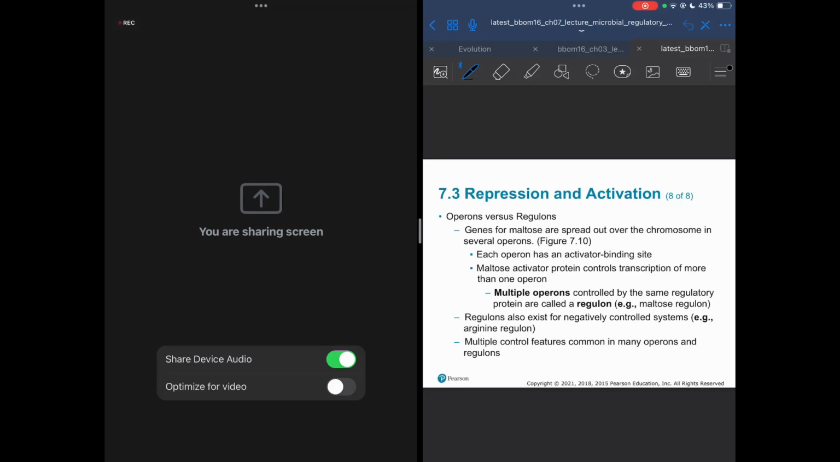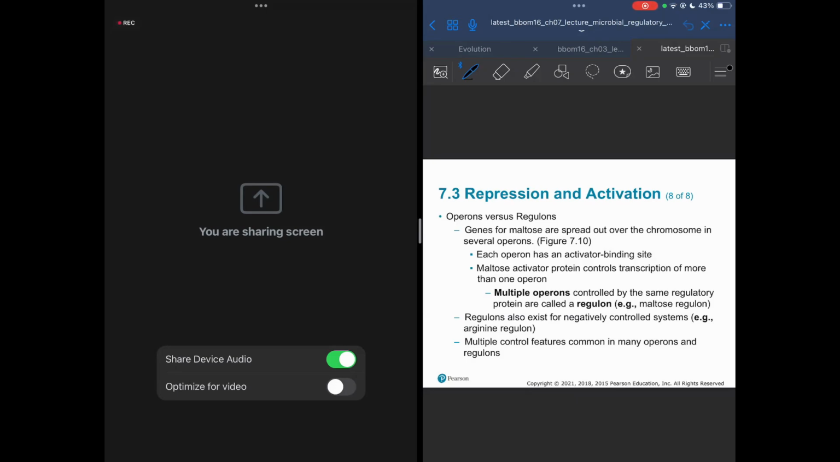Repression and activation. Operons versus regulons. Genes for maltose are spread out over the chromosome in several operons. Each operon has an activator binding site. The maltose activator protein controls transcription of more than one operon.